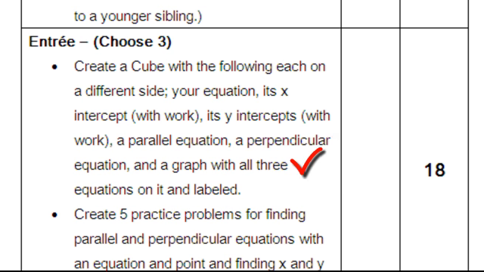And then on the last side, you're going to graph all 3 of those equations. You're going to graph the parallel, the perpendicular, and your original equation. And please make sure that they are labeled so I know which one is which. It helps if you color code that.